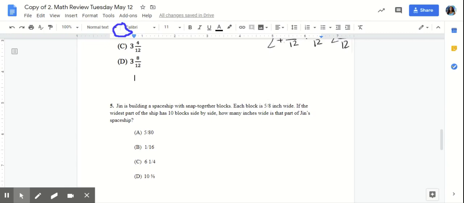Our secret code for math review today is iPad. I-P-A-D. Again, in all lowercase letters, the secret code for today is iPad.